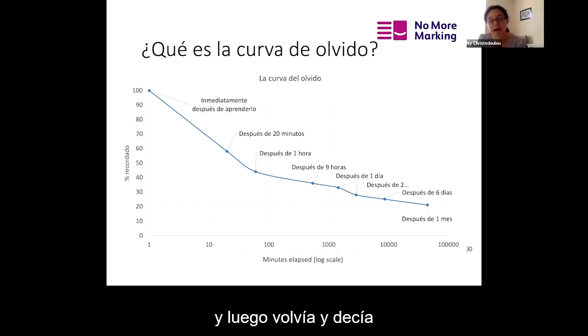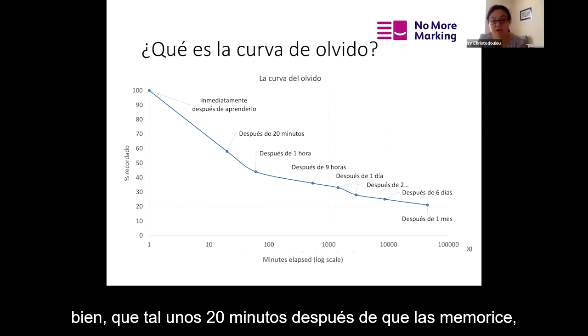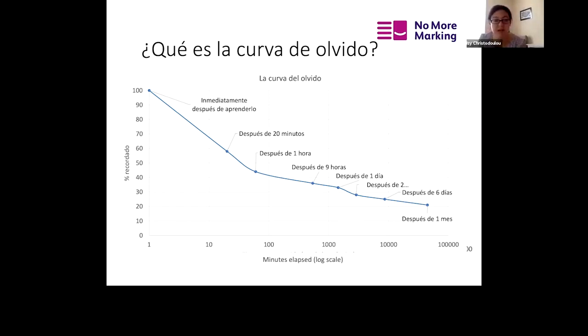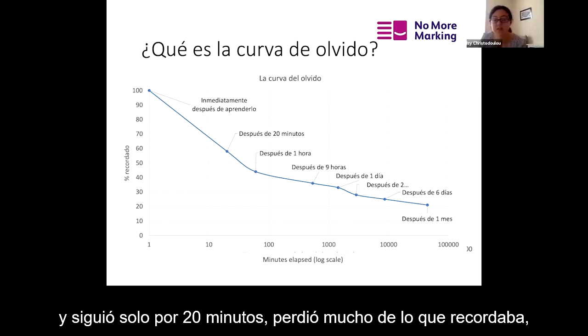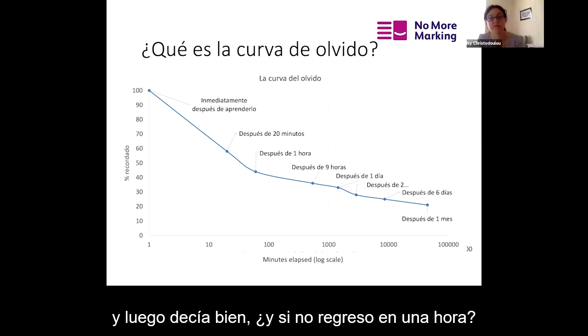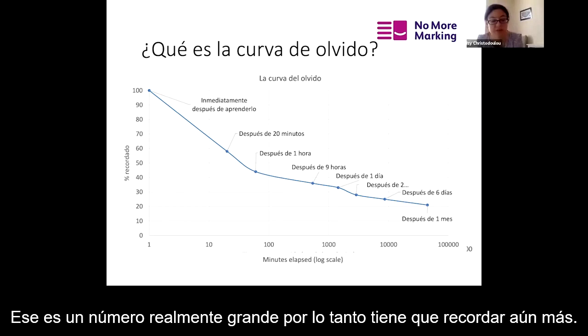And then he'd come back and he'd say, okay, well, what about 20 minutes after I memorized them? How much do I remember? What's left? And he'd find even after just 20 minutes, he'd lost an awful lot of what he'd remembered. So about 40% of it was gone, he's only remembering about 60% of what he originally remembered. And then he would say, okay, what about if I don't come back until an hour? And these are still big numbers. He can't remember even more of it.